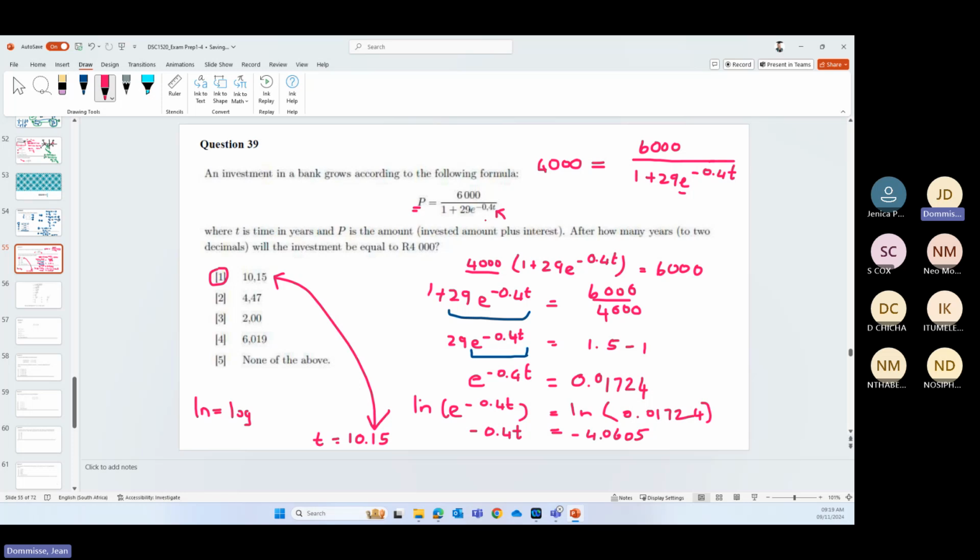But this question was actually much more straightforward in what we needed to do, but then in how to get to the answer, it is quite a lot of work as well. But then we get to how many years it is: 10.15.